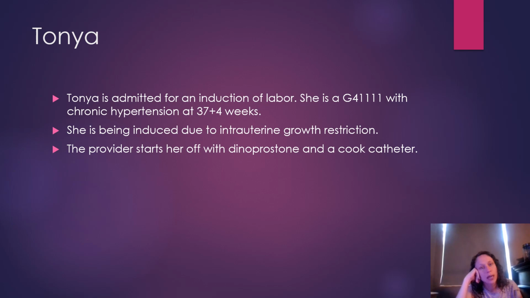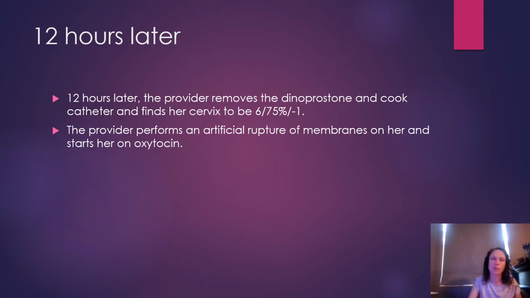So the provider starts her off with deniprosten and a Cook catheter, okay? 12 hours later, the provider removes the deniprosten and Cook catheter and finds her cervix to be 6, 75%, and -1. So 6 centimeters dilated, 75% effaced, and -1 station. The provider performs an artificial rupture of membranes on her and starts her on oxytocin. So breaks her water, starts on oxytocin.